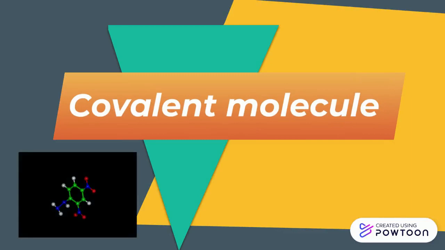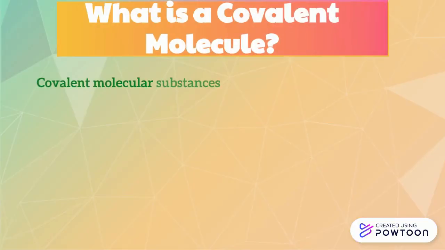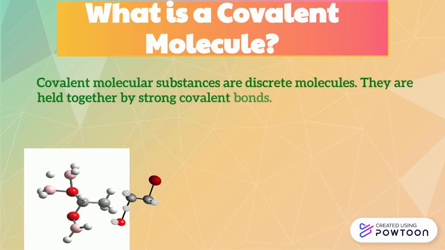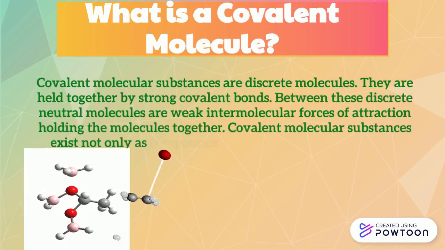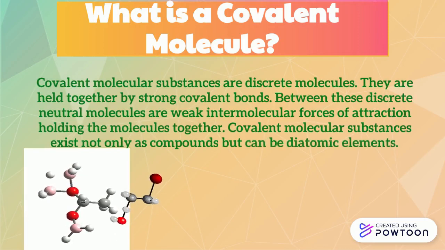Covalent molecule. What is a covalent molecule? Covalent molecular substances are discrete molecules. They are held together by strong covalent bonds. Between these discrete neutral molecules are weak intermolecular forces of attraction holding the molecules together. Covalent molecular substances exist not only as compounds but can be diatomic elements.